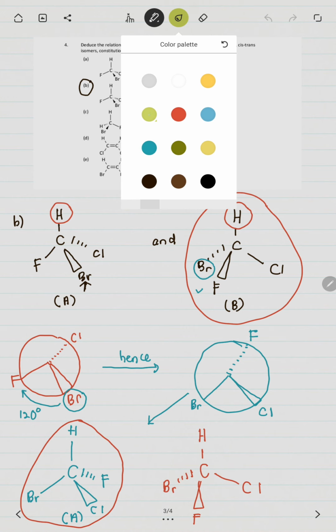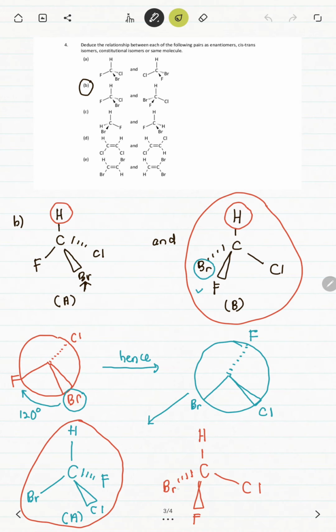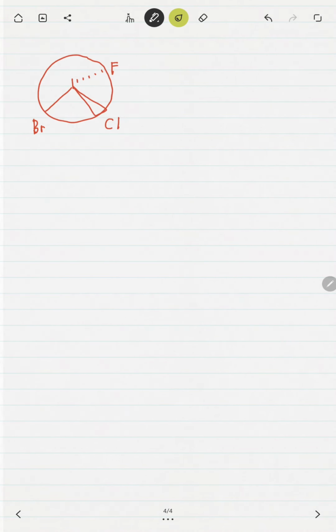According to structure B, we focus on the bromine atom. It must be in the form of a backward projection. But in the first rotation we identified bromine in a plane projection. So what happened? We try to rotate it again to ensure bromine will become a backward projection. So we rotate again another 120 degrees. After rotation, the product can be formed.